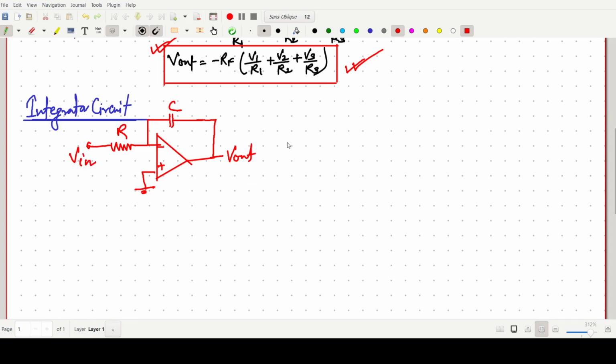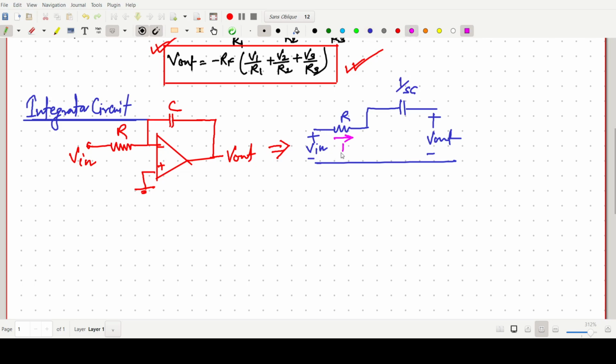So again, what we have to do, make this as a R, this as a C. Just use the concept of this. R and C. So the corresponding impedance will be 1 by SC. And then we have to find this current I, and this current will be I, and this potential will be 0 volt.